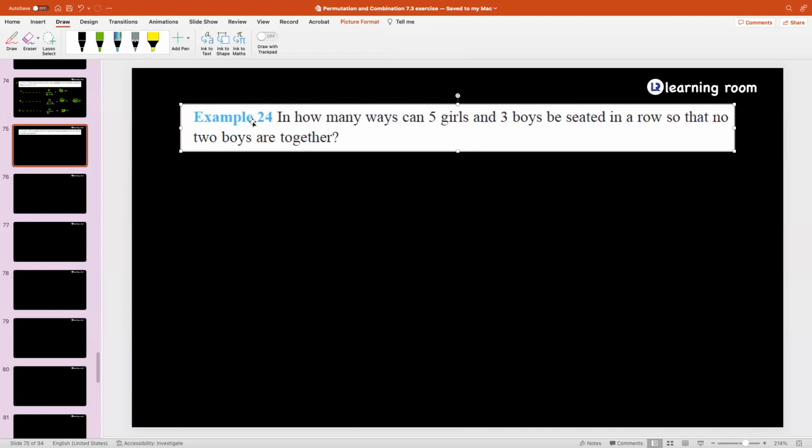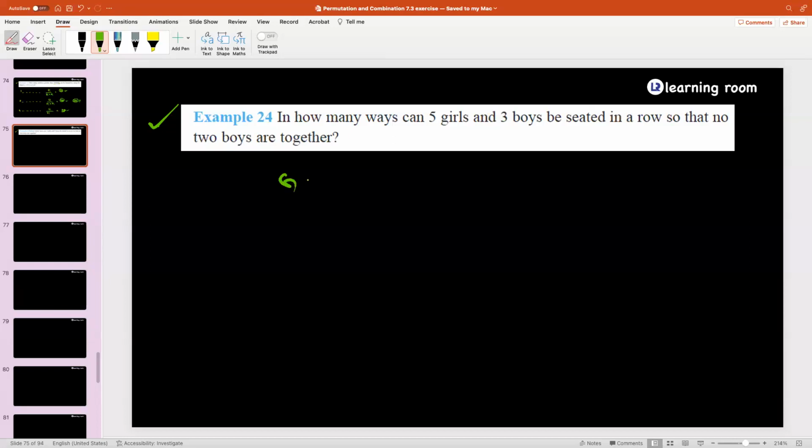In how many ways can 3 girls and 5 boys be seated in a row so that no 2 boys are together? Since the condition is imposed on no 2 boys being together, whom will you make sit first? Girl.